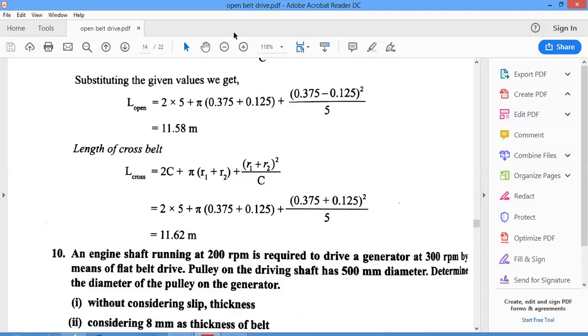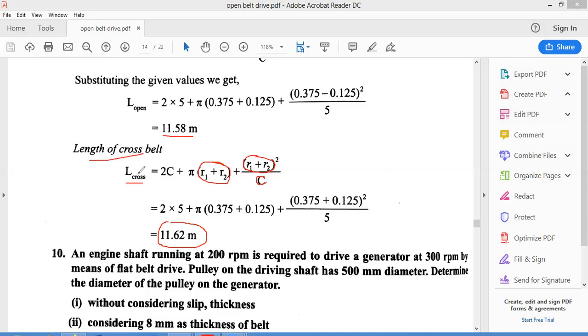So the length of the cross belt drive, we'll mention it as L cross for our identification purpose. It is 2 times C plus pi into (R1 plus R2) plus (R1 plus R2) the whole square divided by C. Once we substitute the same values over here, we will get 11.62 meters as the answer. Now if you look at this, 11.58 for open belt drive and 11.62 for cross belt drive. So for a cross belt drive, we generally require a little bit longer belt for the same distance.